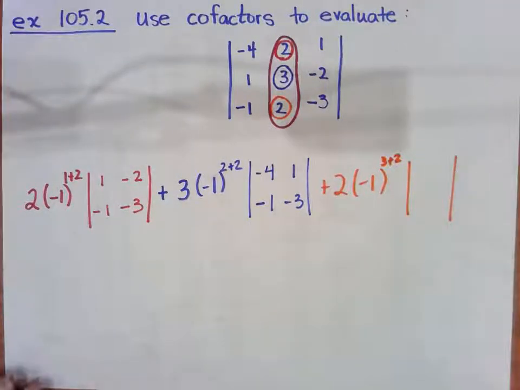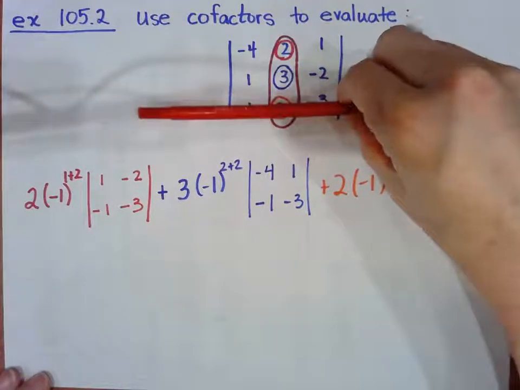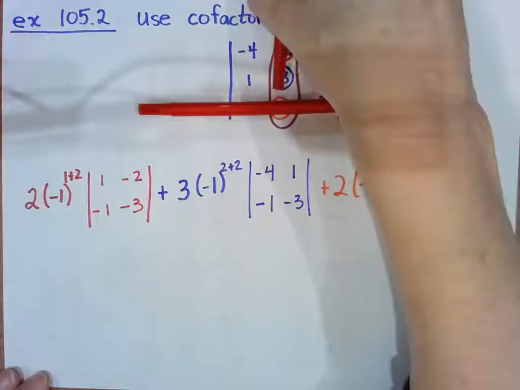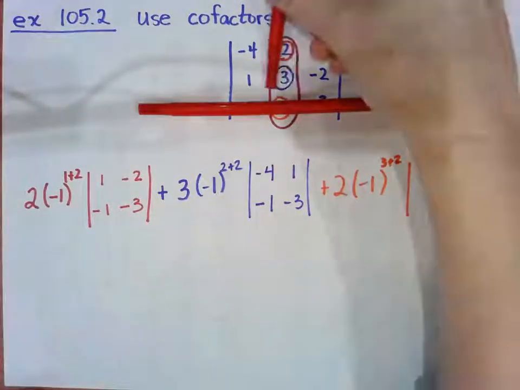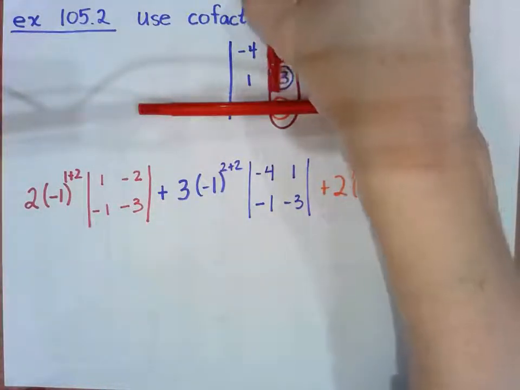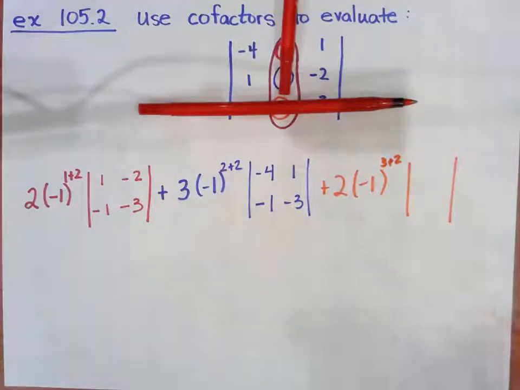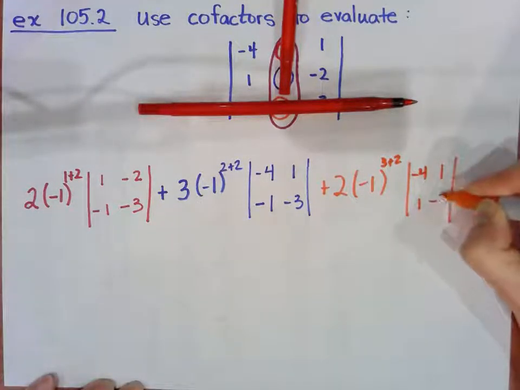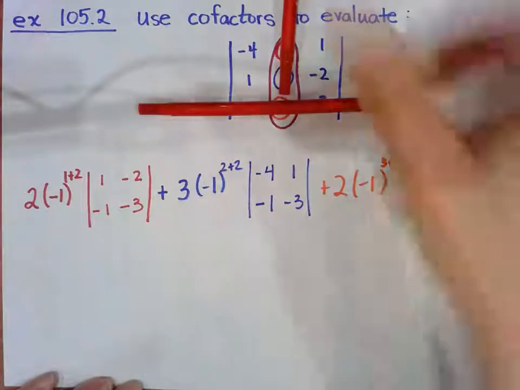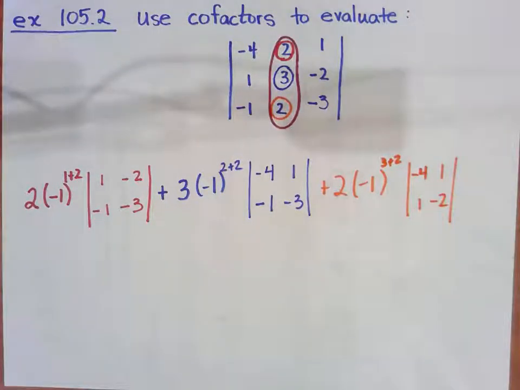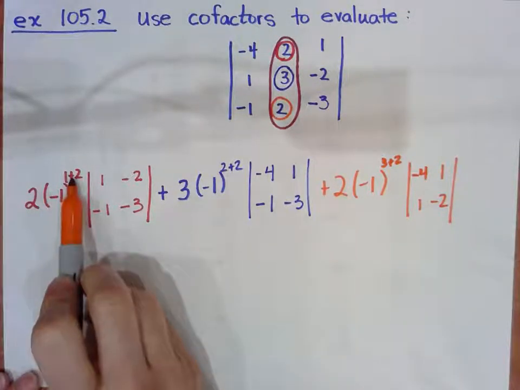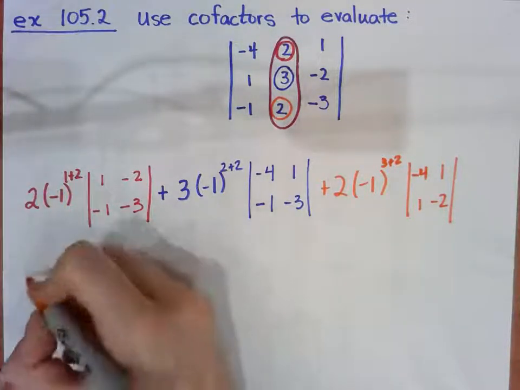And when I eliminate its row and its column, my pen is rolling, I have the negative 4, 1, 1, and negative 2 left. Alright. So, negative 1 to the third power is negative 1, so this whole thing is negative 2.